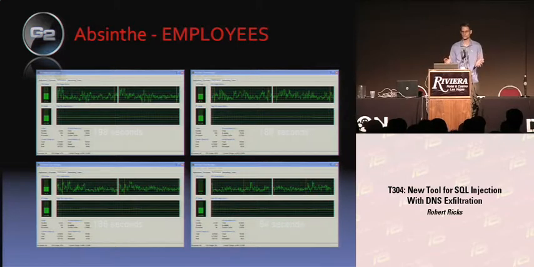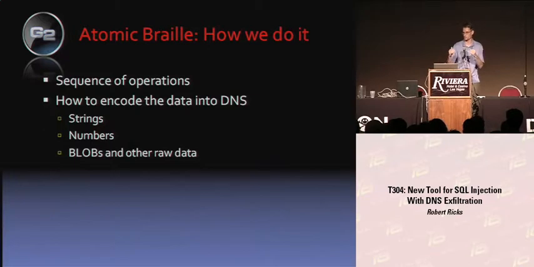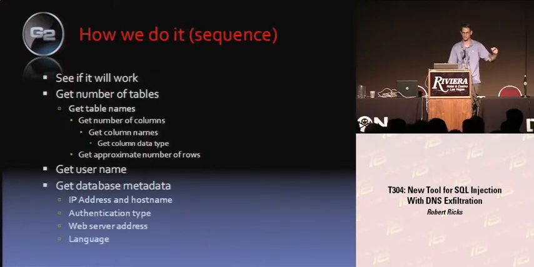So how do we do it? This is where I'm going to tell you what sequence my code goes through, how we encode it. So you could build your own, or you can see what I did. The sequence is, first of all, we're going to see if it works. I just put a tag in there that says, if I get this back in DNS, I know it's working. Then, in that first request, I also get back the number of tables in your database. Then we can get the table names, the column names, the column data types, all that stuff Oracle keeps around in its database just for me to grab. And also we get the username and other metadata.